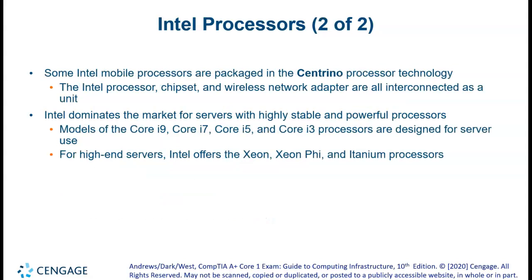Some Intel mobile processors are packaged in Centrino processor technology. The Intel processor, chipset, and wireless network adapter are all connected as a unit. Intel dominates the market for servers with highly stable and powerful processors. Models of the Core i9, i7, i5, and i3 are designed for server use. For high-end servers, Intel offers the Xeon, Phi, and Itanium processors.